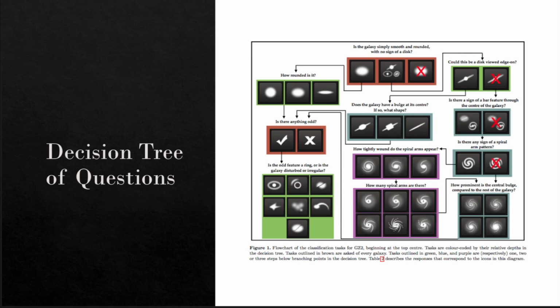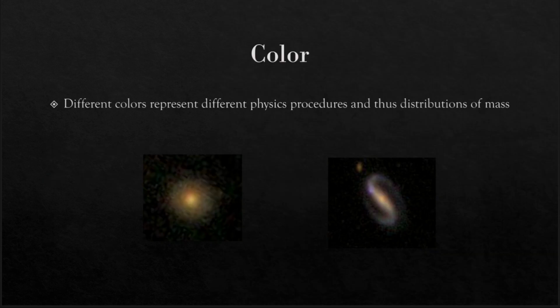Here's the decision tree of questions. It consists of 11 questions and 37 response choices for us to approximate. Color could represent energy generated by different physical processes. Thus, it is representative of the shape of galaxies, and red galaxies tend to be round, while spiral galaxies are more likely to be blue.